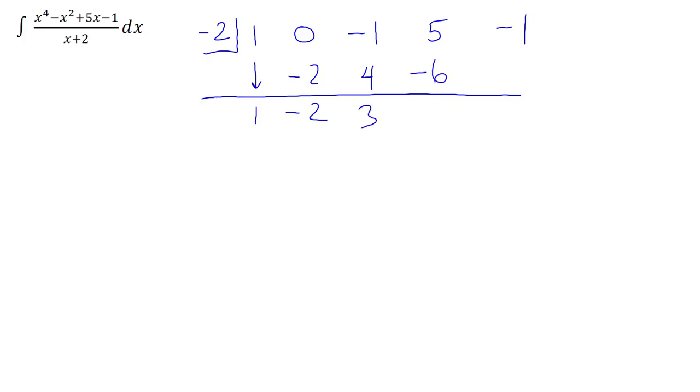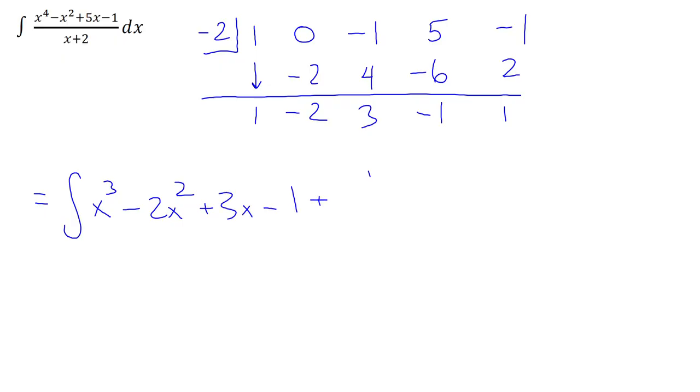Multiply by the -2 in the box to get -6. Add those together to get -1. -1 times the -2 in the box is 2. And add those together to get 1. And now we just rewrite it as dropped by a power to 1x cubed minus 2x squared plus 3x minus 1 plus our remainder of 1 over the original denominator x plus 2.